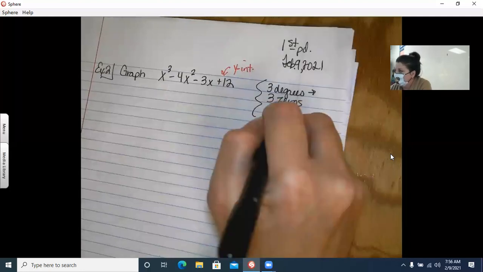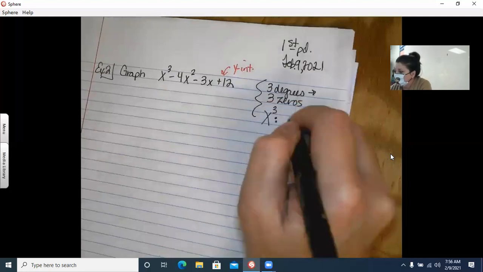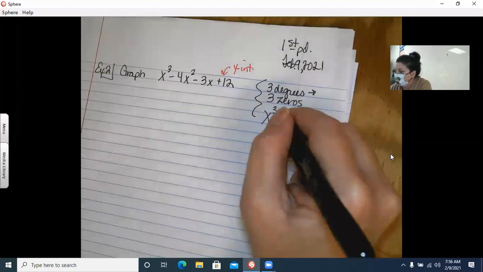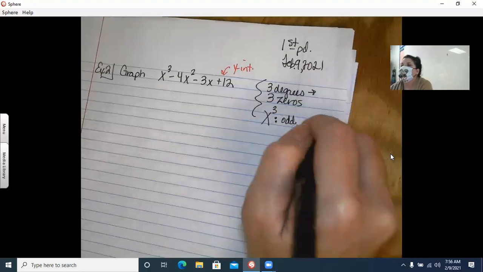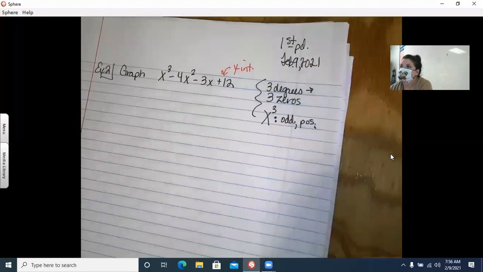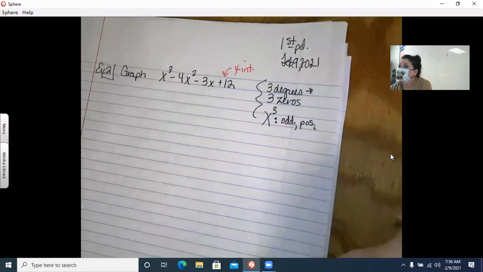The exponent is odd or even? Odd. And is the coefficient positive or negative? Positive. So we know odd is opposite directions, either up, down, or down, up. If it's odd and positive, it's going to end on a positive note, which means it starts on a negative note. So what is that? Down, up. Left side points down, right side points up.